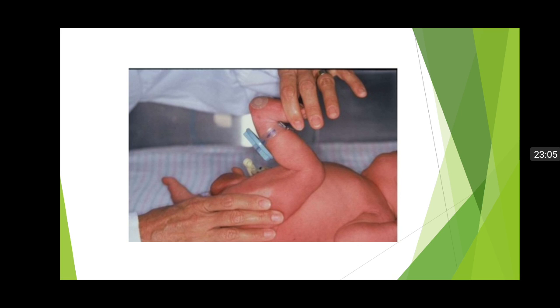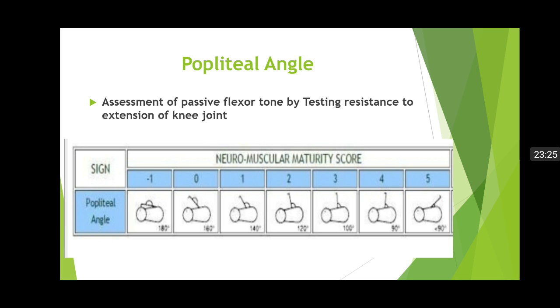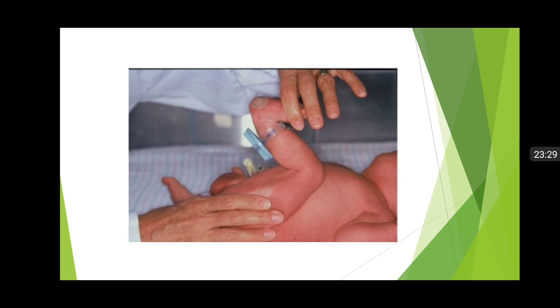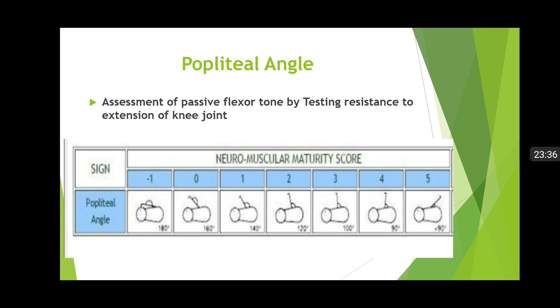We put the index finger behind the ankle joint, and we push this leg over the chest, and we measure this angle, the angle created by this extension. If the muscle tone of these flexors of the knee joint is high, then they will offer resistance to this maneuver, and the angle will be less and less.